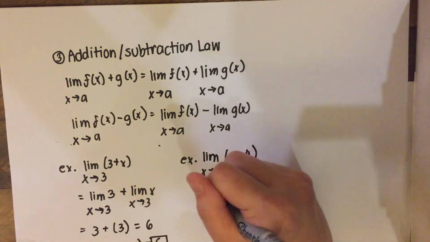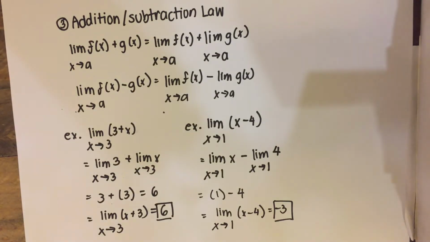The next limit law is the addition and subtraction law. Here it states that if you have two terms that add up together or subtract from one another, then you separate these two terms and you apply the first two limit laws and you will get your limit. So we have the limit of 3 plus x as x approaches 3, and you separate these two terms, apply the first limit law, and you get 3 plus 3 equals 6.